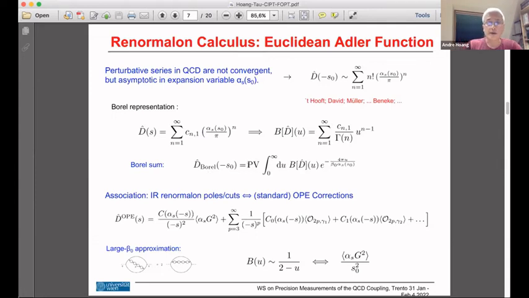And the important thing is that there is a one-to-one correspondence between singular and non-analytic structure in the Borel function and the OPE terms. This is kind of the paradigm of renormalon calculus. And in the large beta naught approximation, where this Borel function can be exactly calculated, you can exactly see that these linear poles in 1/2 minus u are in one-to-one correspondence to the gluon condensate. So the large beta naught approximation is a particular approximation to full QCD. I'm not so much dwelling on the actual form of it, but this association of singularities and OPE corrections, I think this is well accepted by everyone.